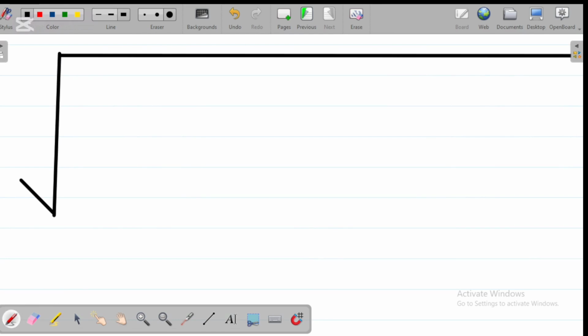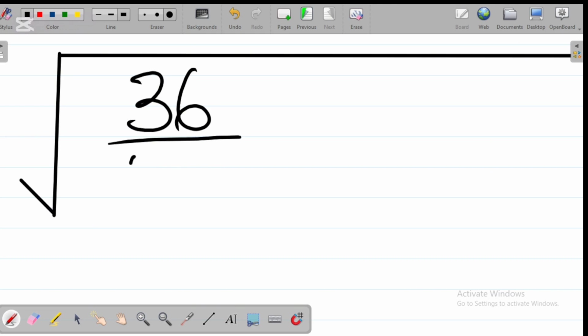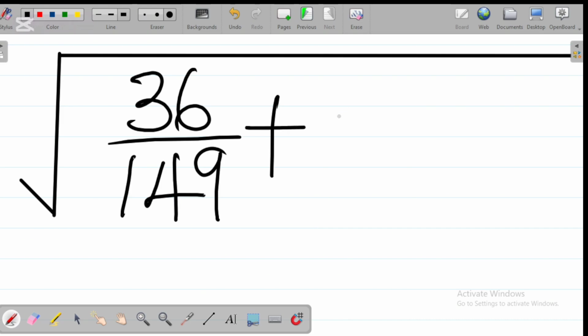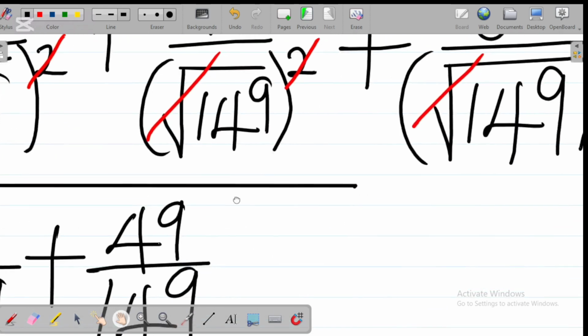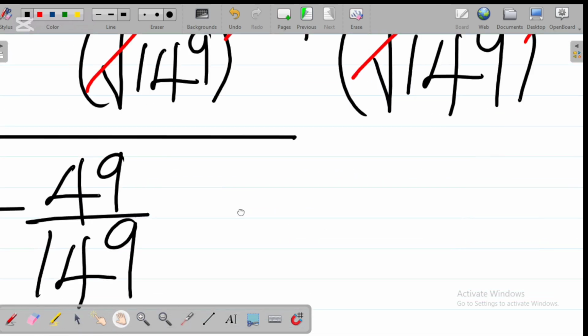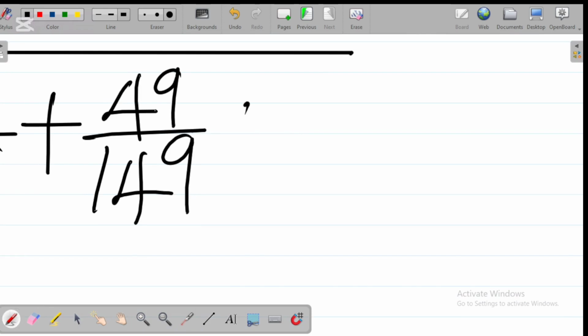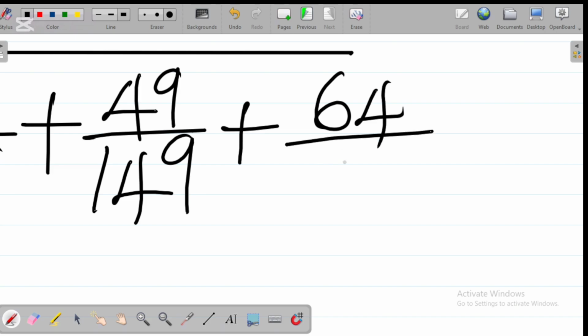So we have here 6 raised to the power 2 is 36. So we have 36 divided by 149, plus 7 raised to the power 2 is 49. So 49 divided by 149. 8 raised to the power 2 is what? 8 raised to the power 2 is 64. So we have 64 divided by 149.